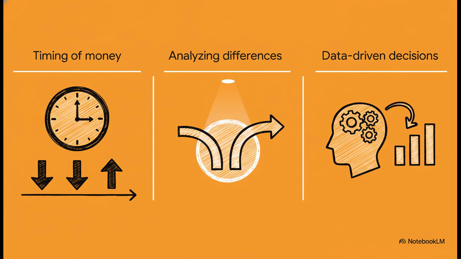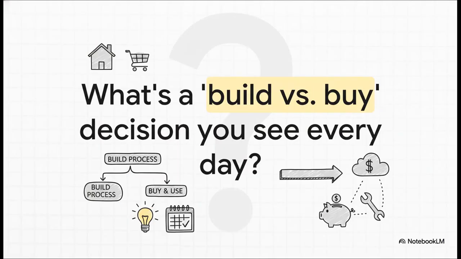So let's wrap this up. What did we learn? First, timing is everything. Software costs money now to make money later. Second, the secret to making smart choices is to stop analyzing everything and focus only on what's different between your options. And third, when you do that, you cut through all the noise and turn a complicated mess into a clear, simple, data-driven decision.